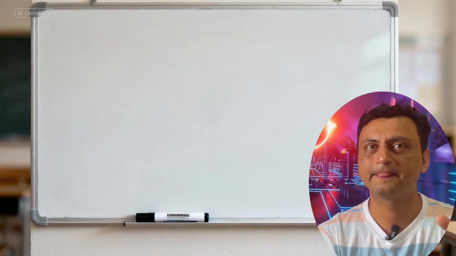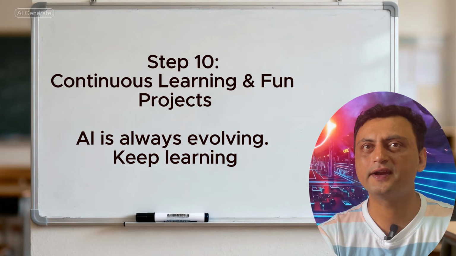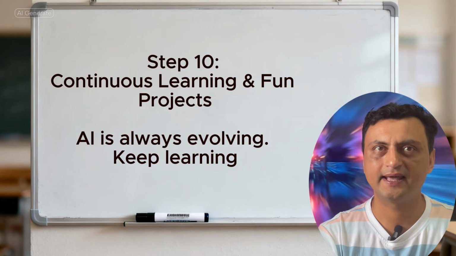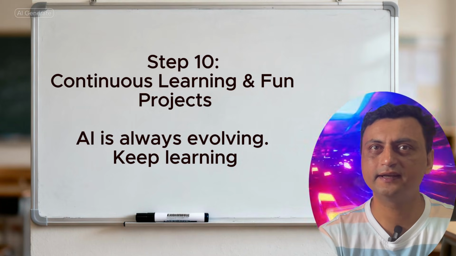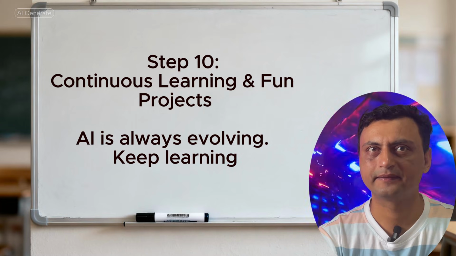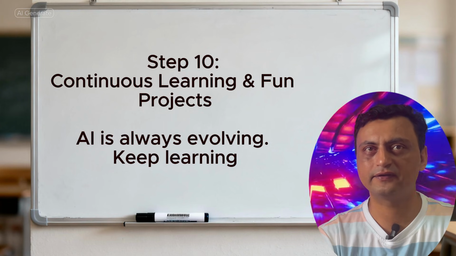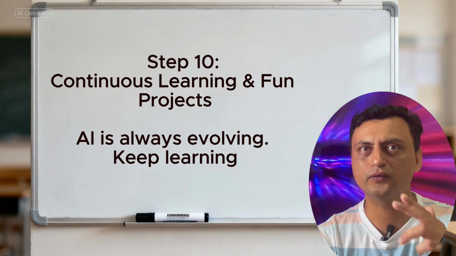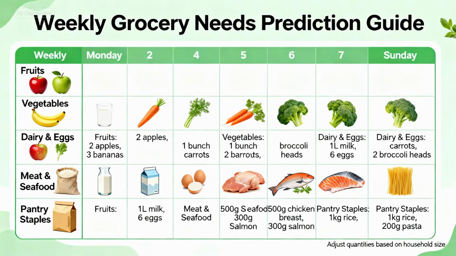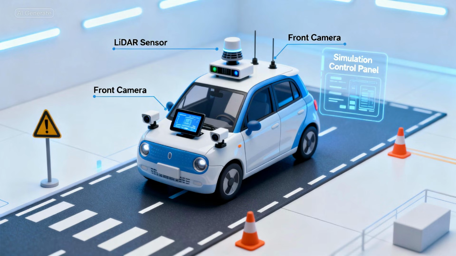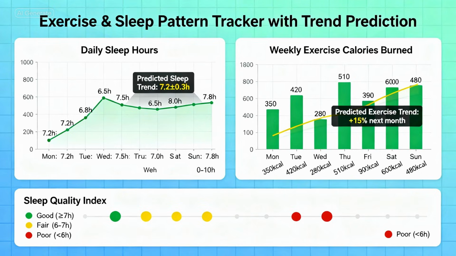In step 10, continuous learning and fun projects. AI is always evolving, so keep learning and experimenting. There are various projects you can try for real-life examples, like predict your own weekly grocery needs, build a tiny self-driving car simulation in Python, or track your exercise or sleep patterns and trends.